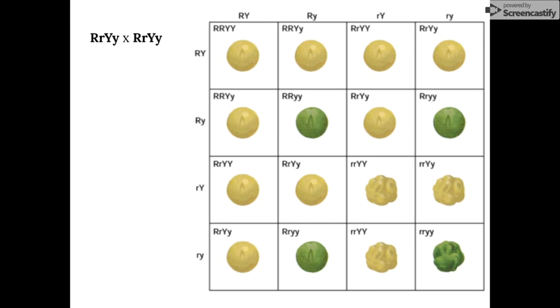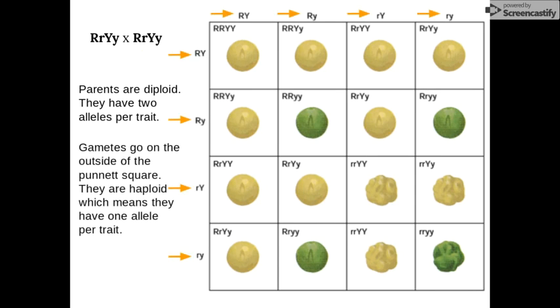You need to remember when you are looking at a dihybrid cross here that the parents are diploid. They have 2 alleles per trait. And when you are looking at a Punnett square, even a bigger one, a dihybrid cross, the gametes are found on the outside. So the gametes go on the outside of the Punnett square, and they are haploid, which means they have 1 allele per trait. So at each point on this image where you see an orange arrow, that's a gamete, and it contains 1 allele for shape, which is an R, and 1 allele for color, which is a Y.